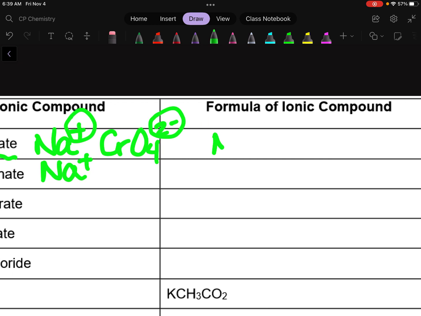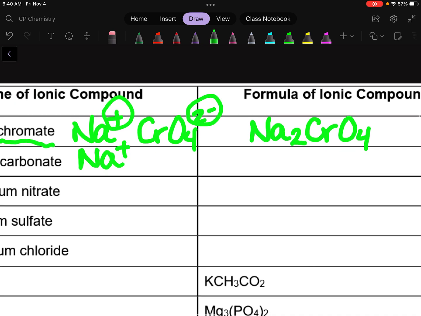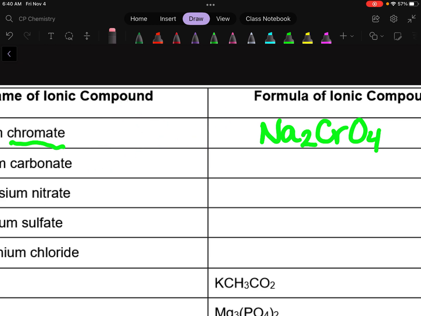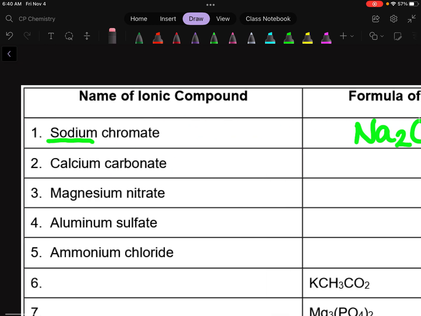So we reflect that in our formula with subscript 2 behind Na because we need 2 of those. And then chromate, CrO4, there's just 1 of them. We never take the charges and put them in the formula. The formula does not have charges in it. It just has how many atoms we have or how many ions we have in that particular compound.